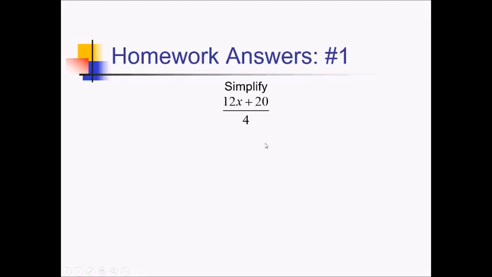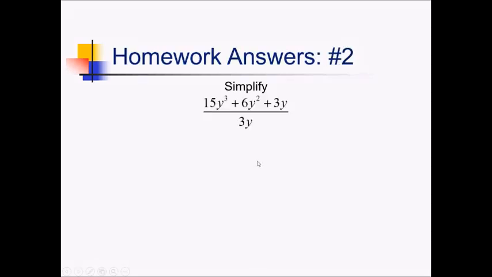For this problem, to simplify this, we need to split up, kind of distribute this division. So I can rewrite this as 12x over 4 plus 20 over 4. And now I'll just do each of these separately. 12x over 4 is 3x, and 20 over 4 is 5, so 3x plus 5.